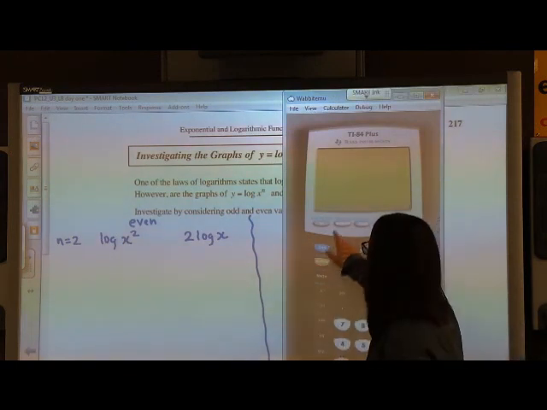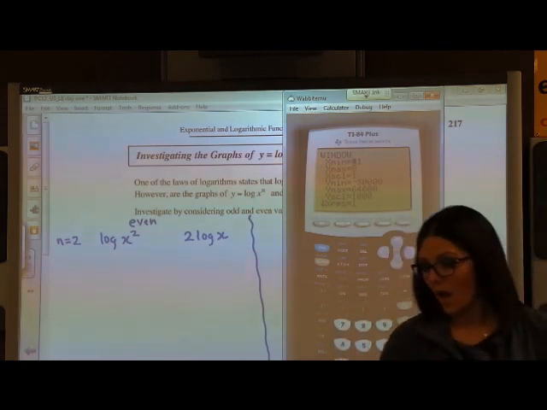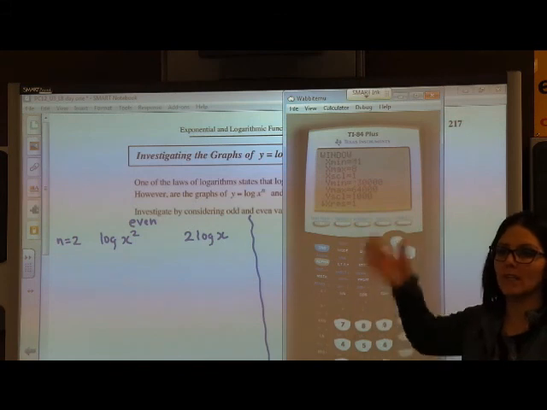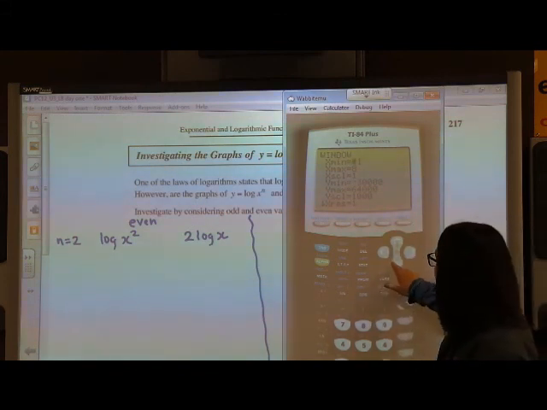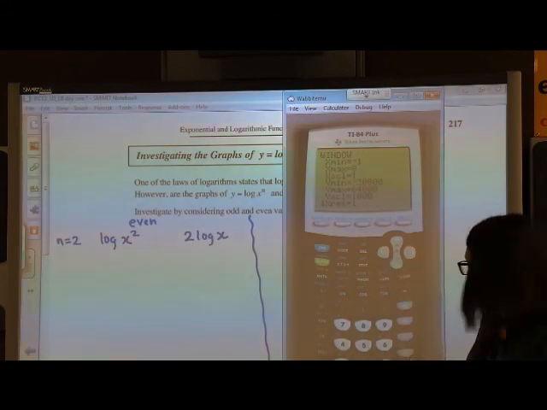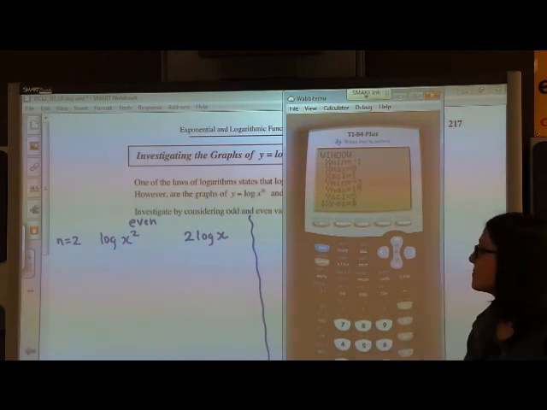So my window settings, I know I can start at negative 1, which will allow me to see the y-axis, and go to 8. My minimum values, I haven't changed in a while. My minimums, I could go from like negative 3 to, I don't know, 15. Go up by 5s.